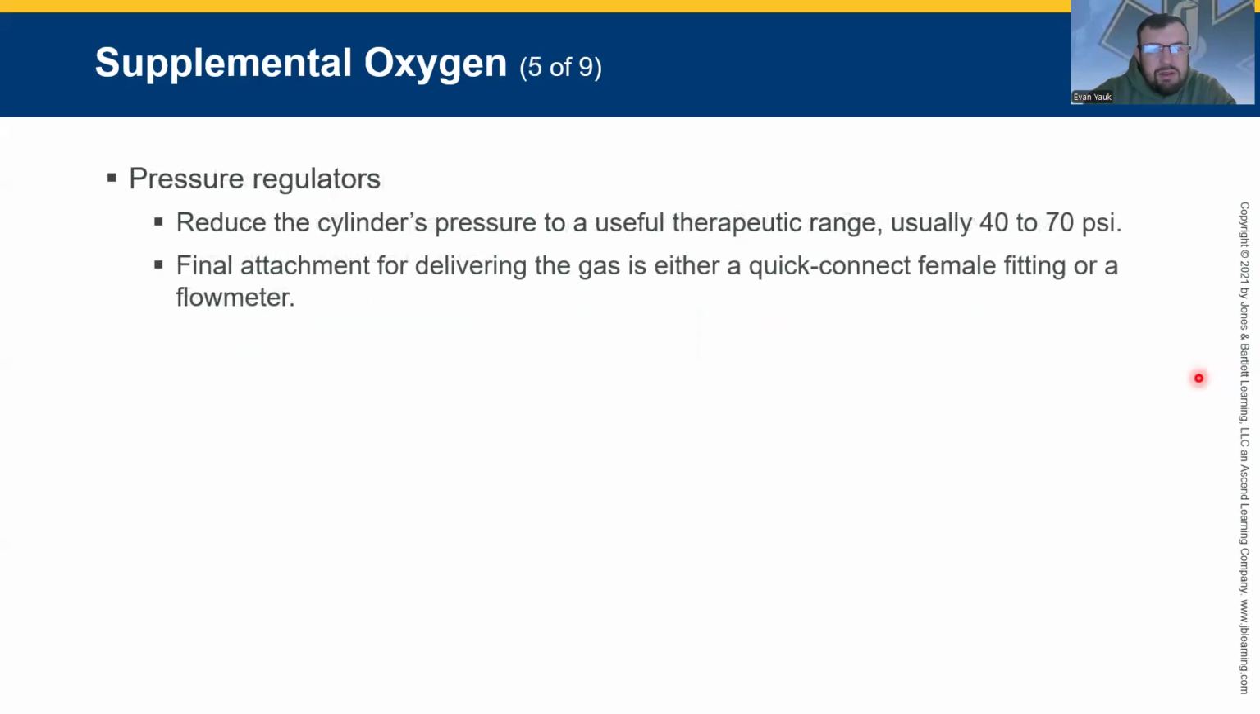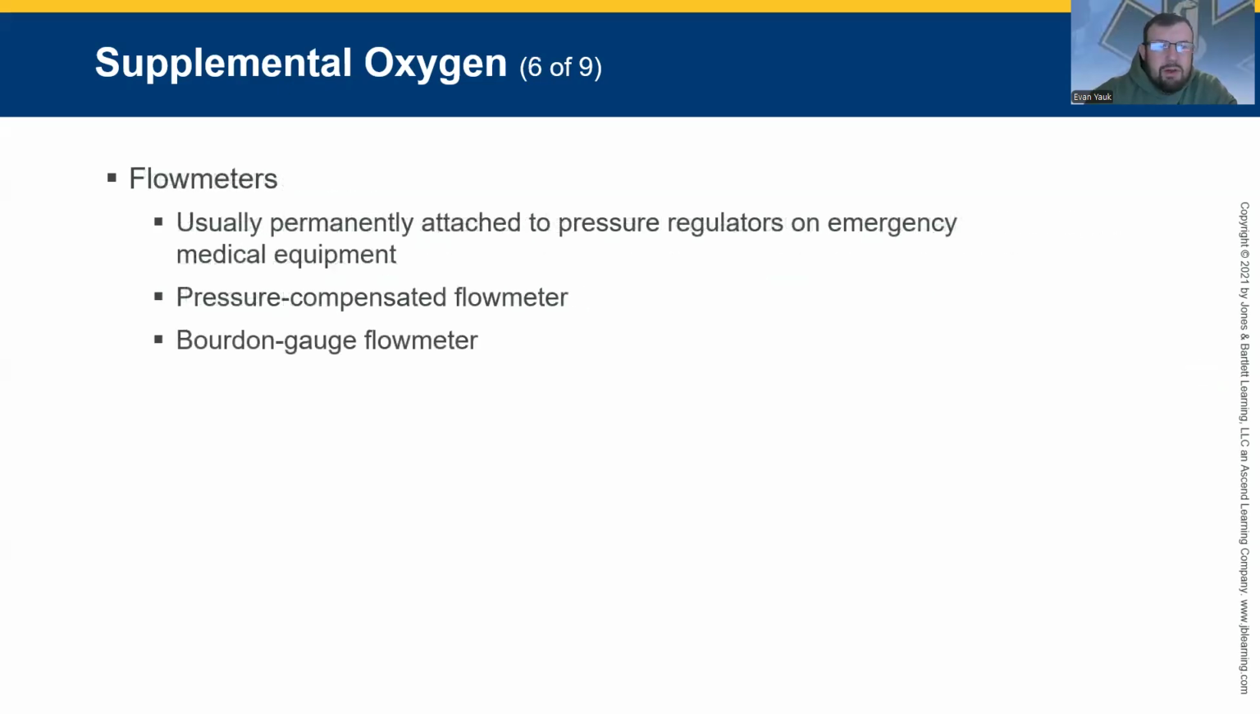So, pressure regulators reduce the cylinder's pressure to a useful range, usually 40 to 70 psi. Final attachment and delivery of gas is either a quick connect female fitting or a flow meter. I don't know if it'll show a picture or not. The flow meter is usually permanently attached to the pressure regulator on emergency medical equipment. Types include pressure compensated flow meter and Bourdon gauge flow meter.